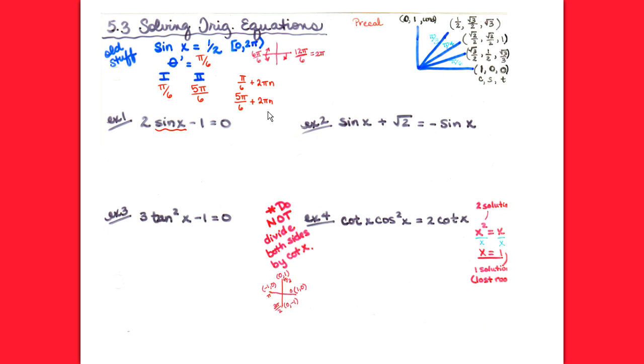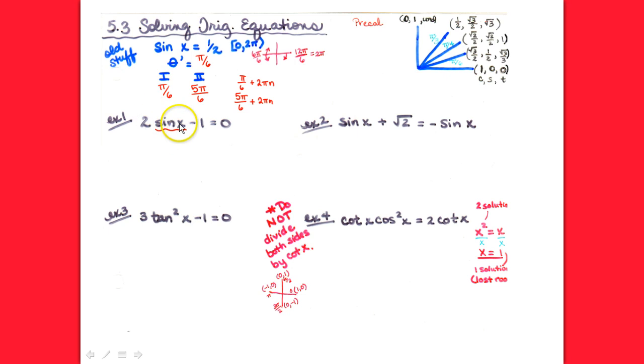Example number 1, they asked me to solve 2 sine x minus 1 is equal to 0. Now, typically when I'm solving an equation, I'm solving to get x alone on one side by itself, everything else on the other side, right? Well, you'll notice that x is attached to sine. So I can't just get x alone by itself. I'd have to use like an inverse sine and get kind of crazy.